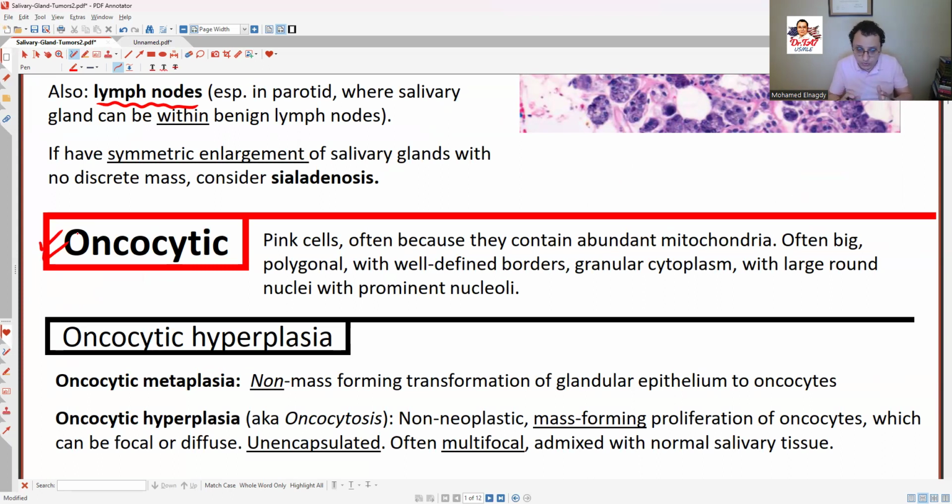In the oncocytic pattern, as we mentioned, we are seeing pink cells, cells with abundant granular eosinophilic cytoplasm. The reason why the cytoplasm is granular and eosinophilic is that it has abundant mitochondria, which stain pink, and it's usually granular, and that's why you have granular pink cytoplasm. Often the cell is big and polygonal, with a well-defined border, granular cytoplasm, a rounded nucleus, and a prominent nucleolus. We already described this a moment ago.